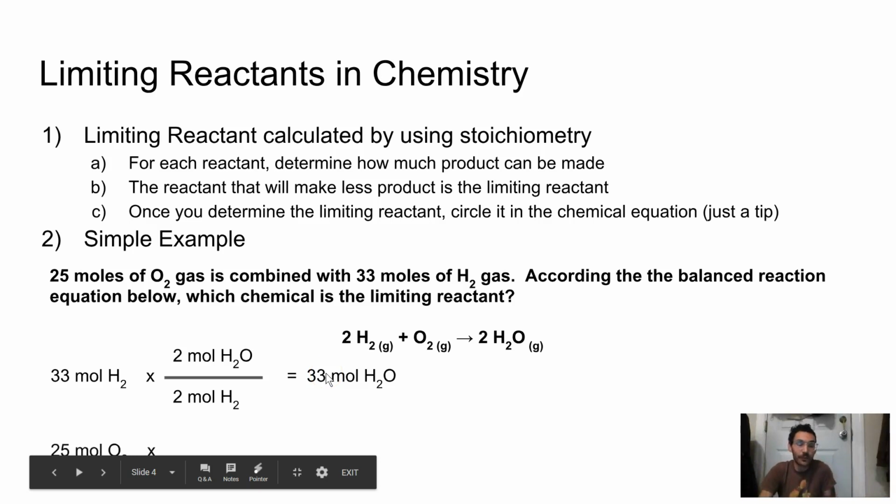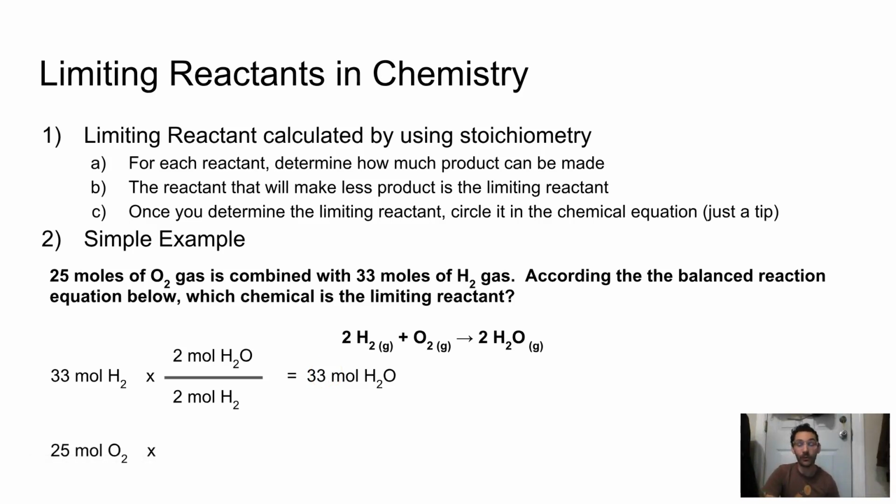Okay, and I'll do the same thing for my oxygen. I've got 25 moles of oxygen. I'll use my balanced chemical equation and say, all right, well, we produce 2 moles of water for every 1 mole of oxygen. 25 moles of oxygen should make 50 moles of water.